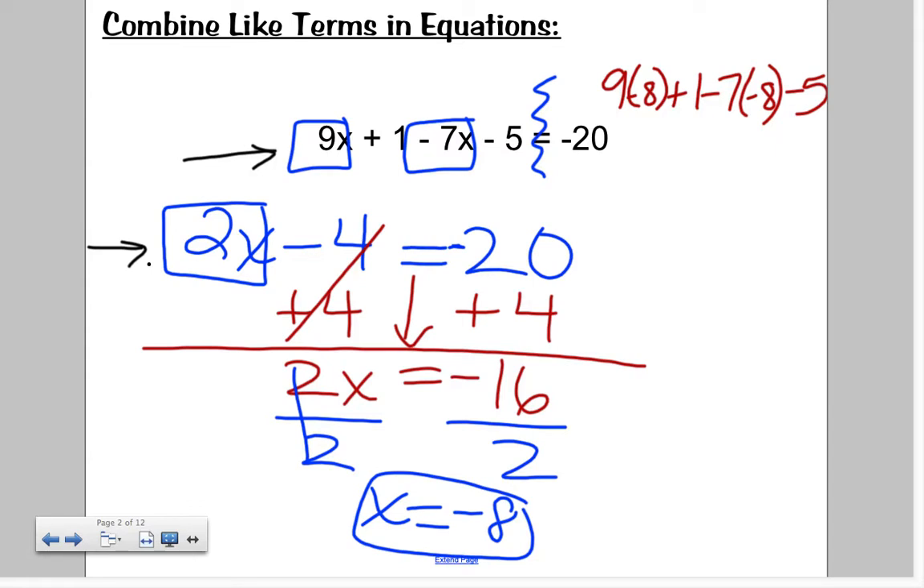What's that? Negative 72. Negative 72 plus 1 minus 7 times negative 8, minus 5 has to equal negative 20. So next, we have addition, or what's this operation here? Multiplication. What do you do next now? Okay, what's a negative 7 times a negative 8? Positive 56. So I'm going to add 56.